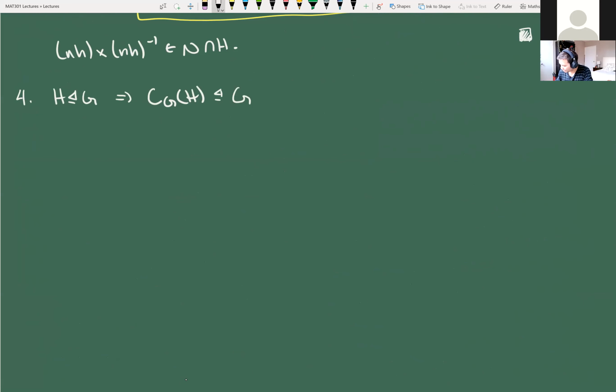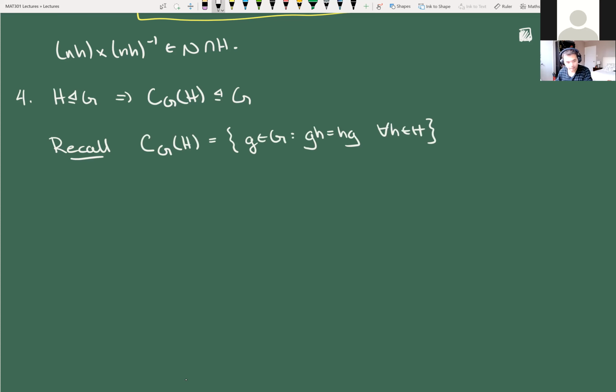in G. And let's recall, what is the centralizer? It's the set of things which commute with everything. Right? We're going to need that. That's really important. So it's a collection of elements g in G such that gh equals hg for all h in H. So it's the set of elements which commute with everything in H.